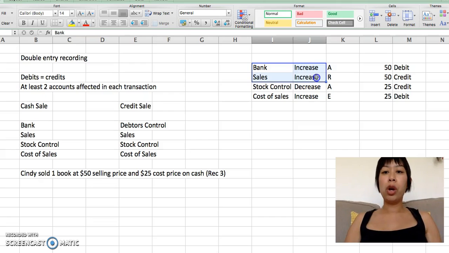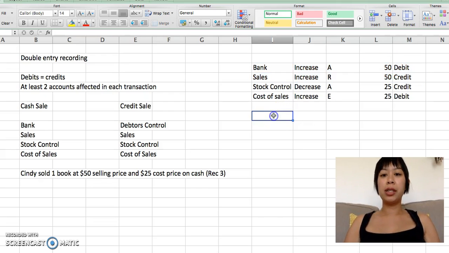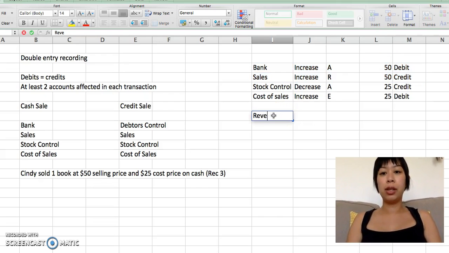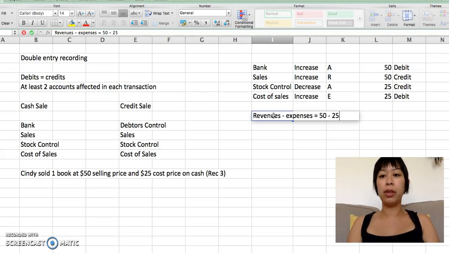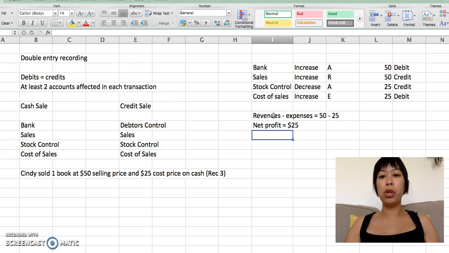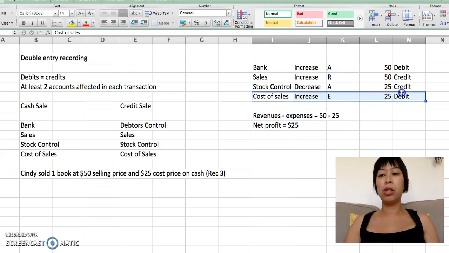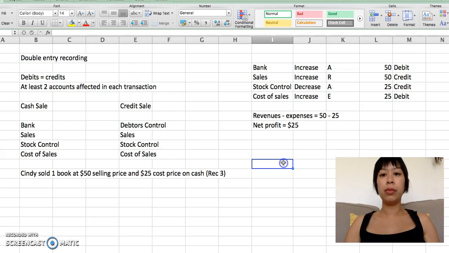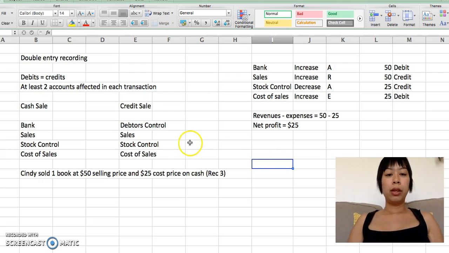If we only record the top 2 accounts, it looks like we've actually earned $50 in total. But in actual fact, if we look at our revenues minus our expenses in this transaction, which is $50 minus 25, the net profit earned is $25. So it's important to recognize this expense, cost of sales. Alternatively, if we have a credit sale, we simply use debtors control, debit, instead of bank.